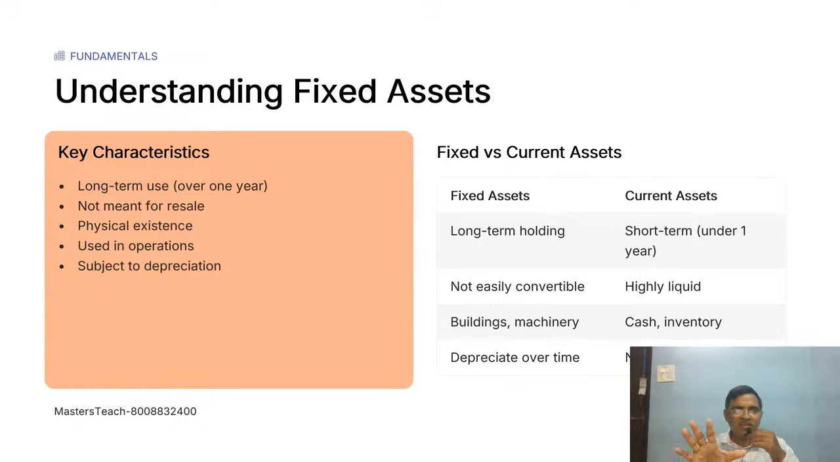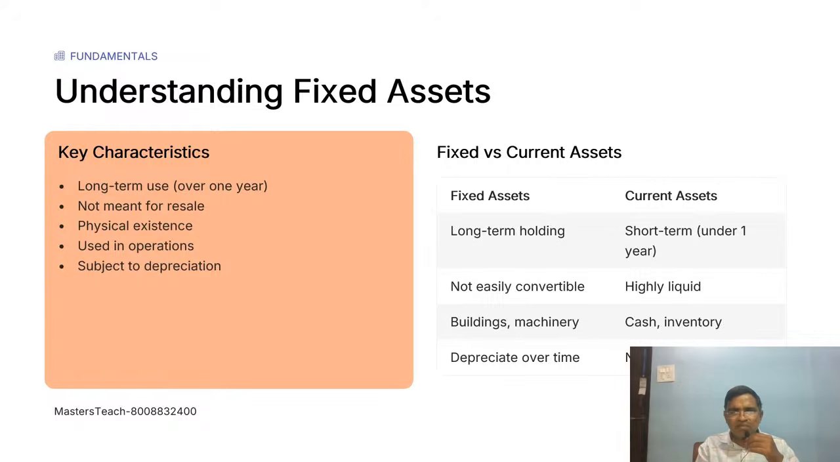Then physical existence is there, where the operation and manufacturing can be done. Then subject to depreciation, for example depreciation for machinery and all the stuff will be there. These are the key characteristics. So fixed versus current asset. Fixed assets are a long term holding, you can keep them for a number of years, whereas current assets are only for under 1 year, and fixed assets are not easily convertible.